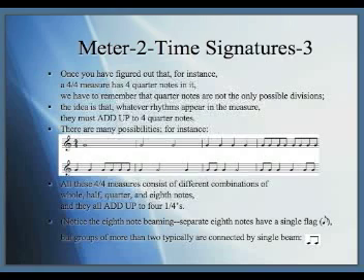Once you have figured out that, for instance, a 4-4 measure has four quarter notes in it, you have to remember that quarter notes are not the only possible divisions. The idea is that whatever rhythms appear in the measure, they have to add up to four quarter notes. And we know these sums from the first rhythm class. A whole note has four quarter notes in it. Or it has two quarter notes and four eighth notes. Or it has one quarter note, one half note, and one quarter note. All these sums add up to four quarter notes.